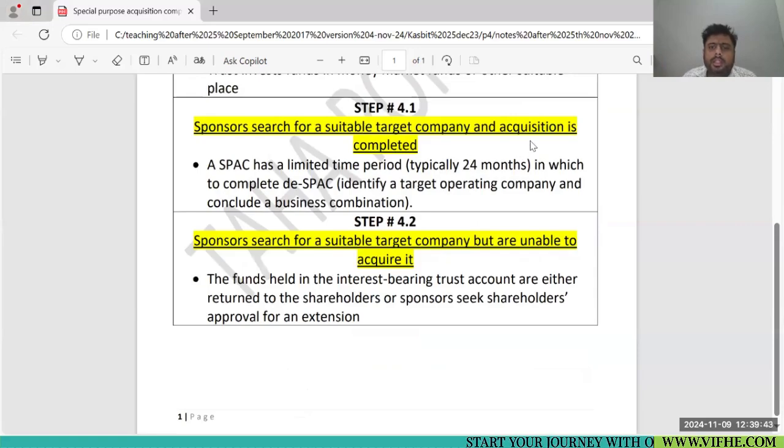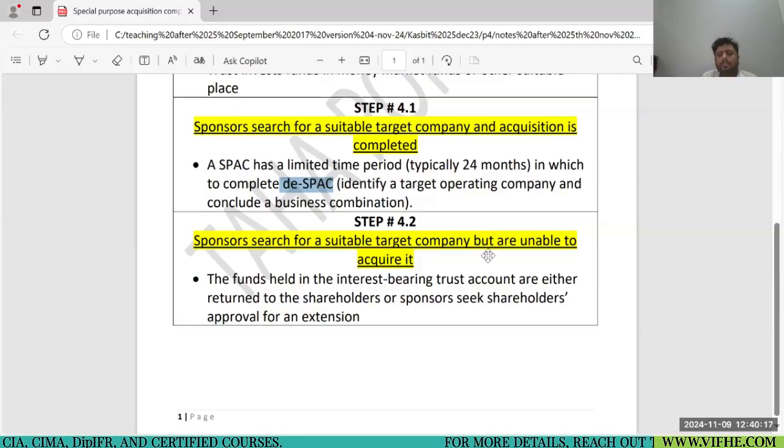Sponsor searches for a suitable target company and acquisition is completed. A SPAC has a limited time period, typically 24 months, in which to identify a target operating company and conclude a business combination. Now, those intelligent, smart group of doctors, they find a suitable target using the funds that are collected from the investors. They buy that particular company. Generally, the whole process needs to be completed within 24 months. If it takes more than that, you need to refund all the cash to the investors.